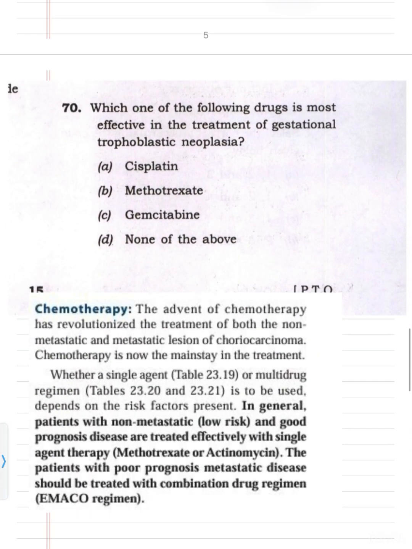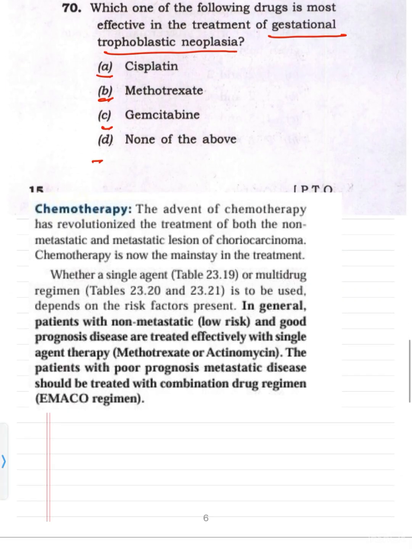Now coming to the 70th question. Which one of the following drugs is the most effective in the treatment of gestational trophoblastic neoplasia? So we talked about GTN being one of the most chemosensitive tumors in the whole of medicine. Now they are asking which one of these is the most effective in the treatment of gestational trophoblastic neoplasia? Cisplatin, methotrexate, gemcitabine, or none of the above. So the thing is that the chemotherapy is now the mainstay in the treatment of GTN.